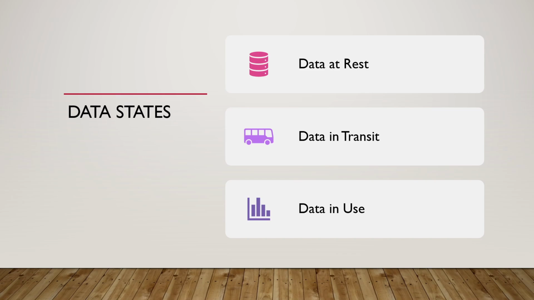Our next one is going to be data in transit. Data in transit, or data in motion, refers to data that's actively moving from one location to another, such as over the internet, internal networks, or even via email. This includes any data that's transferred between devices, application systems, and even other users.